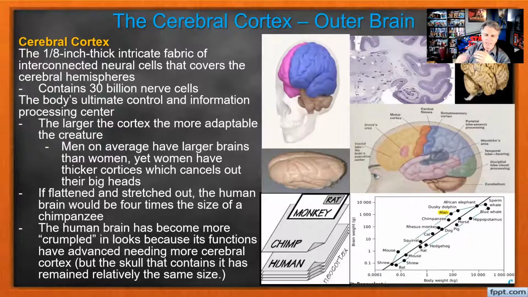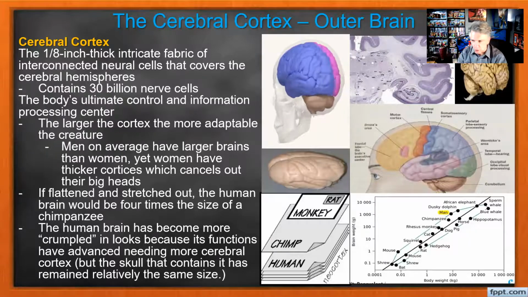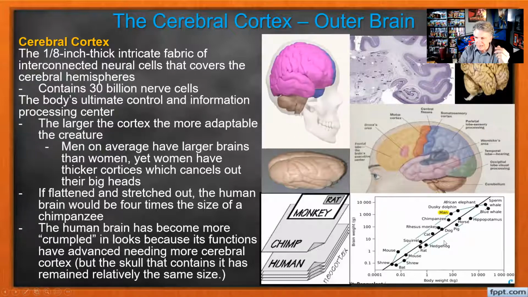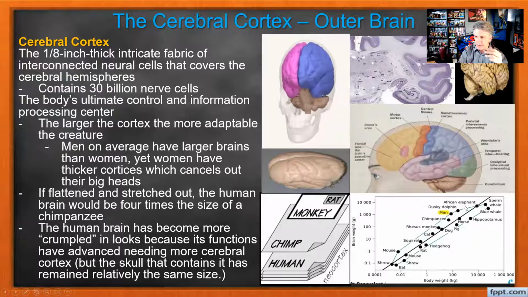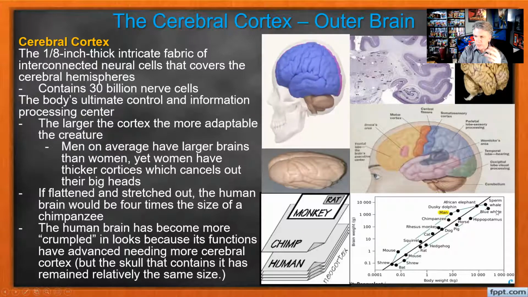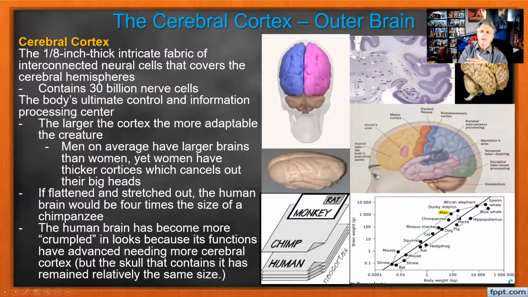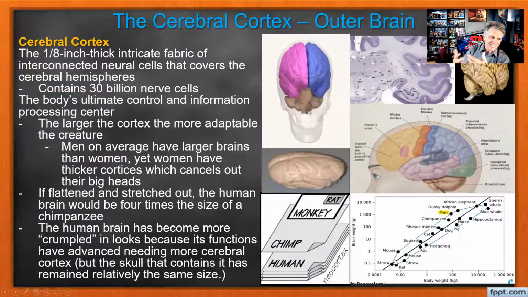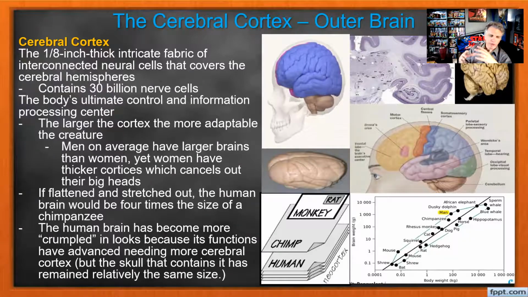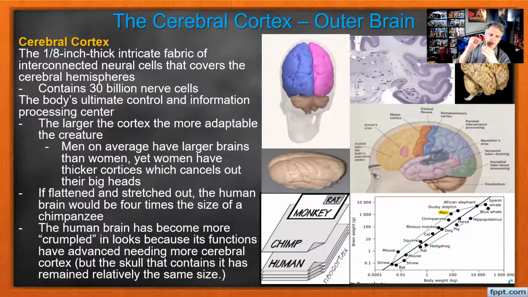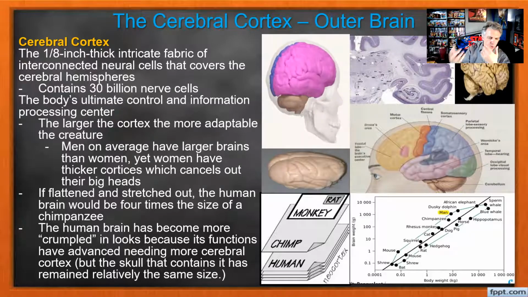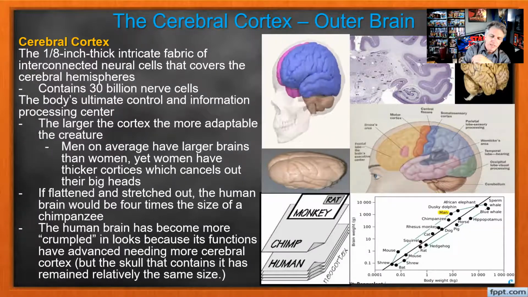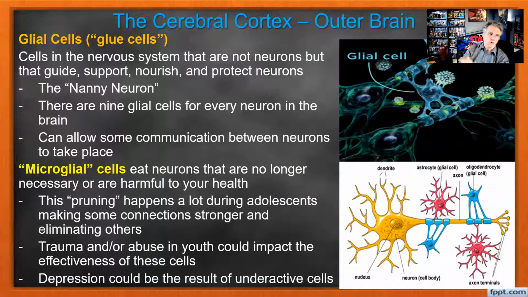So again, the human brain has become more efficient over time. As you'll take notice here, when it comes to brain weight compared to body size, humans are a little bit on top. And when you take a look at these other mammals, whales, hippos, elephants, etc., these are some of these smarter animals, as opposed to, you get down here, and a little bit less intelligence. So again, the human brain has become more crumpled, because its functions have become more advanced, needing more of the cerebral cortex, but the skull is the same size. And again, the overall brain has gotten smaller. It's just become much more efficient over time.